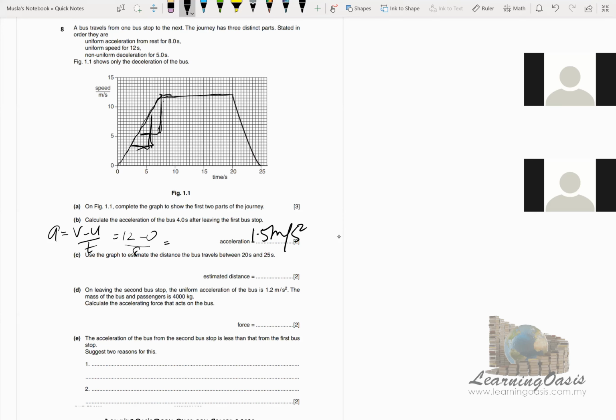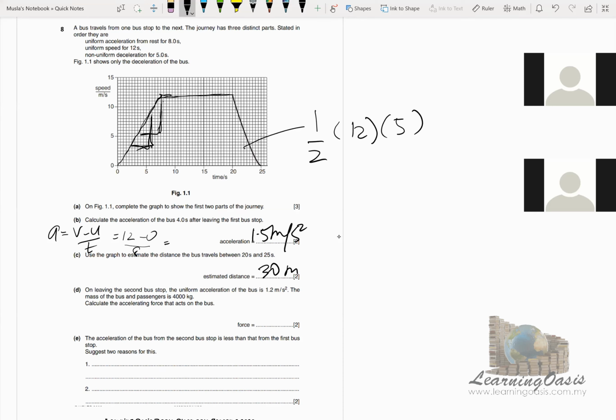Now use a graph to estimate the distance the bus traveled between 20 seconds and 25 seconds. So this looks like a triangle. Half times 5 times height 12. So 6 times 5, that will give you 30 meters.